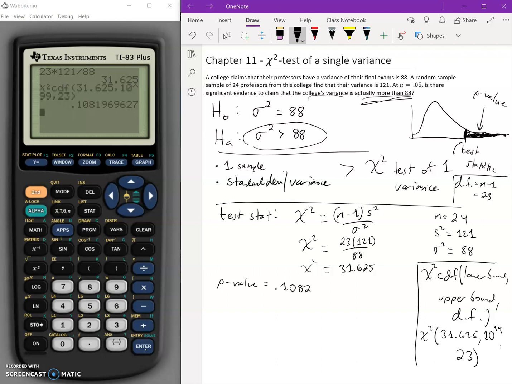Remember, p-value, that's this area, and that's the probability that we are as extreme or more extreme. So with 121 being our variance, we're obviously larger than 88. So if we're more extreme, that means we're going to be larger than that. So our p-value is 0.1082.